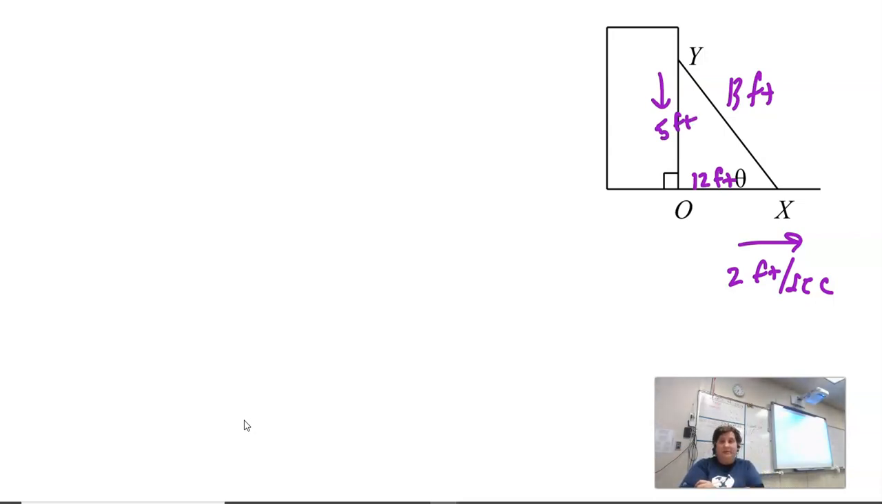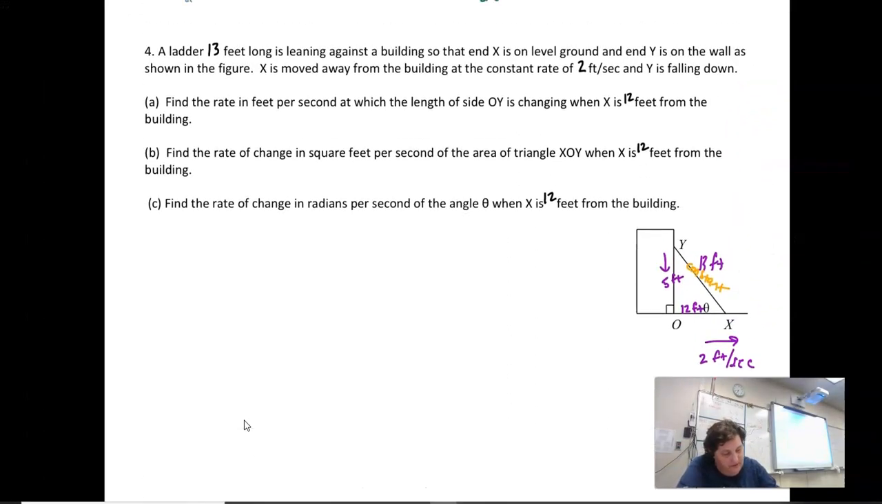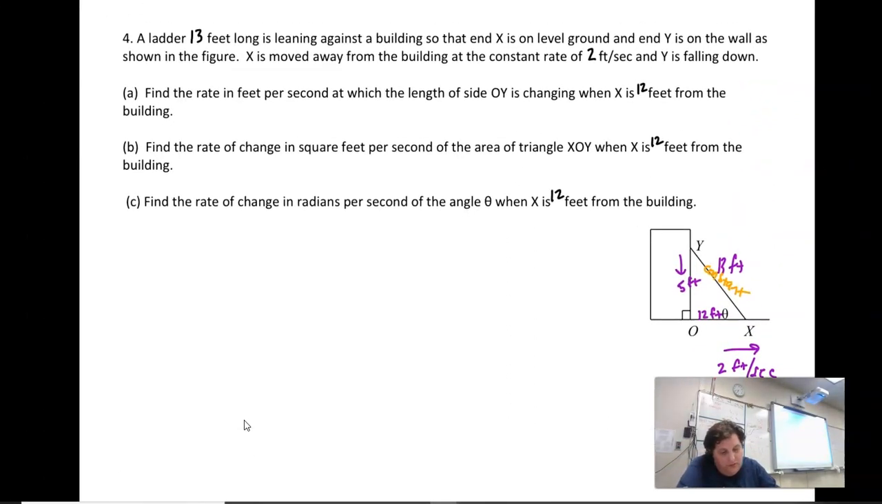The next thing we're going to do is think about which sides are changing and which sides are constant. Now, as I'm flying out this way, X is changing. As I'm flying down the wall, Y is changing. But this side right here, the ladder, is constant. Okay, so we just want to be aware of that. All right. Perfect. Find the rate in feet per second at which the length of side OY is changing when X is 12 feet. I'm just going to call that dy dt. Okay.